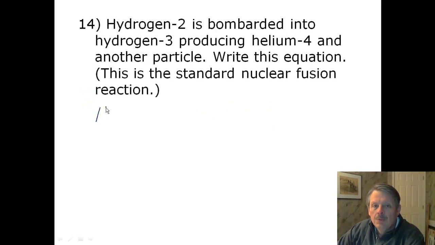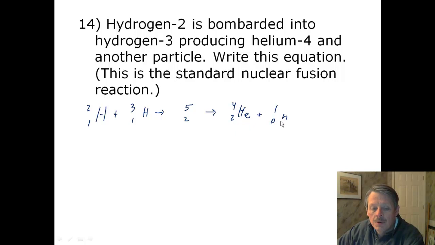Hydrogen 2 is bombarded with hydrogen 3, producing, let's see, 5 and 2, so that produces helium 4, 4 and 2. So what else do I have left? I've got 1 0. 1 0 is a neutron.